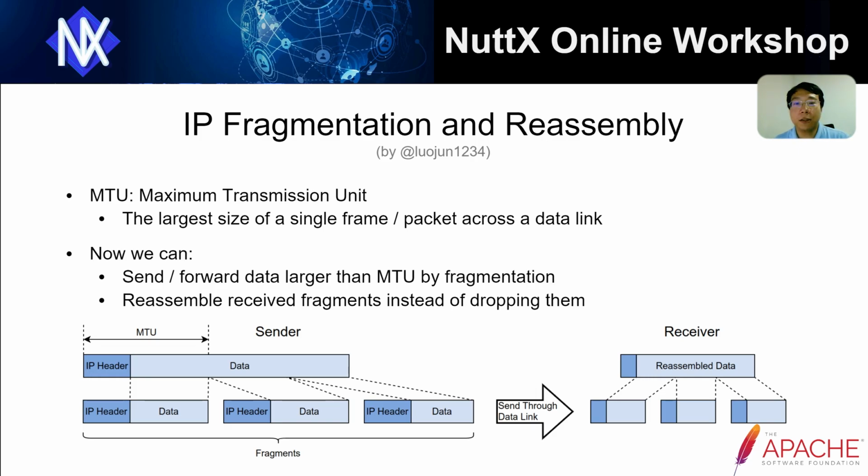Let's put our eyes on the figure. When we want to send a packet larger than the MTU, we may break it into smaller fragments, so these fragments are small enough to be transmitted successfully to the receiver. Then the receiver may reassemble them back to the original big packet and process it correctly. This is how IP fragmentation and reassembly works. The support of IP fragmentation and reassembly has also been added to NuttX in the past year.